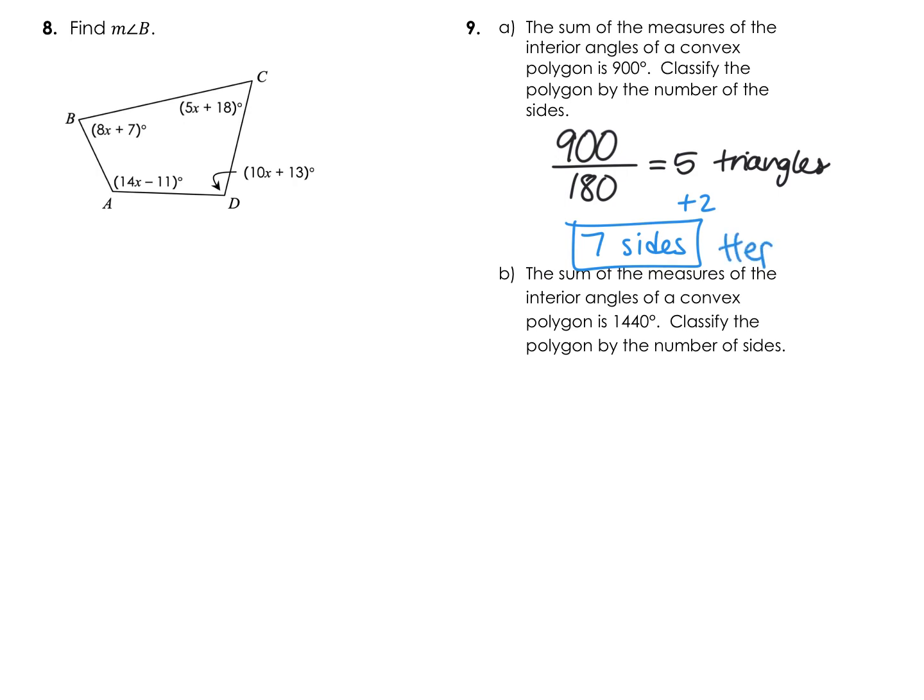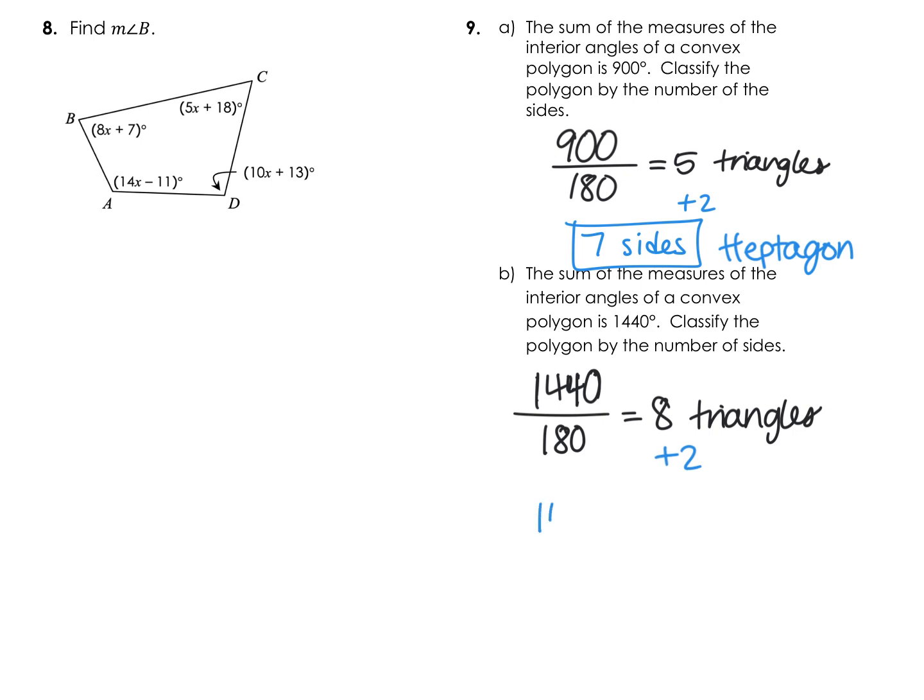7 sides is a heptagon. It has a name. Okay, 1,440 degrees. I divide by 180 because each triangle is worth 180. What did you get? 8 triangles. That is not an octagon. It has 8 triangles. How many sides does it have? 10. Do you know what the name is? Decagon. That's the answer to the problem.